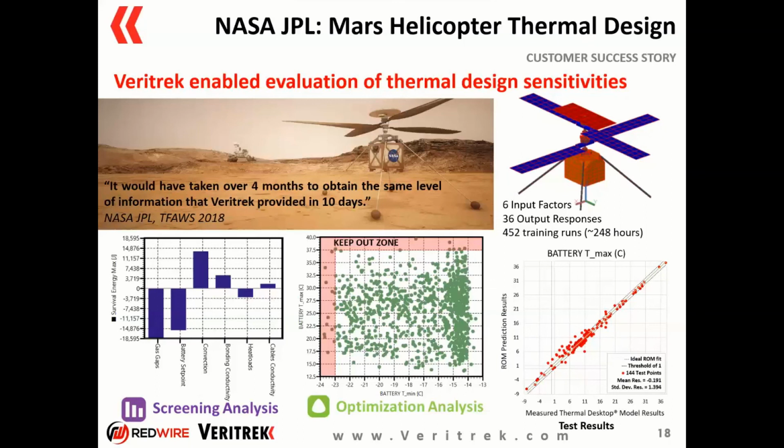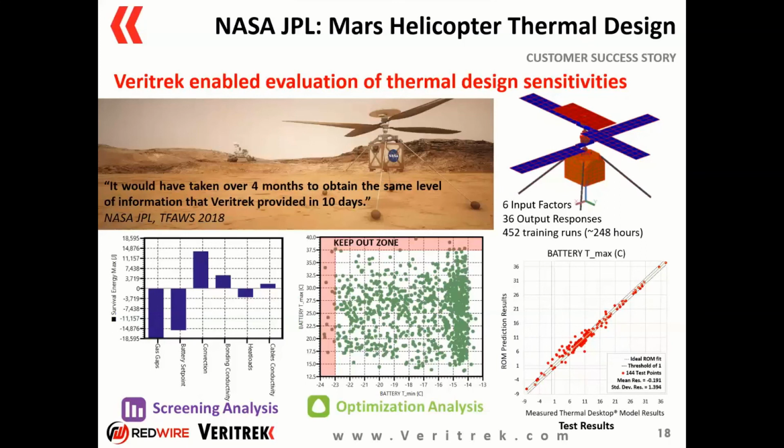And so they're trying to understand what thermal inputs, think of conductances, or they had a number of gas gaps and convection parameters, which of those were impacting the survival energy the most? And so we used our screening analysis to do that. We see that in the lower left. By using the screening analysis, it was pretty clear that there were a couple primary culprits impacting that survival energy. Survival energy is on the y-axis, and the different inputs are on the x. So that was one way that they used Veritrek.